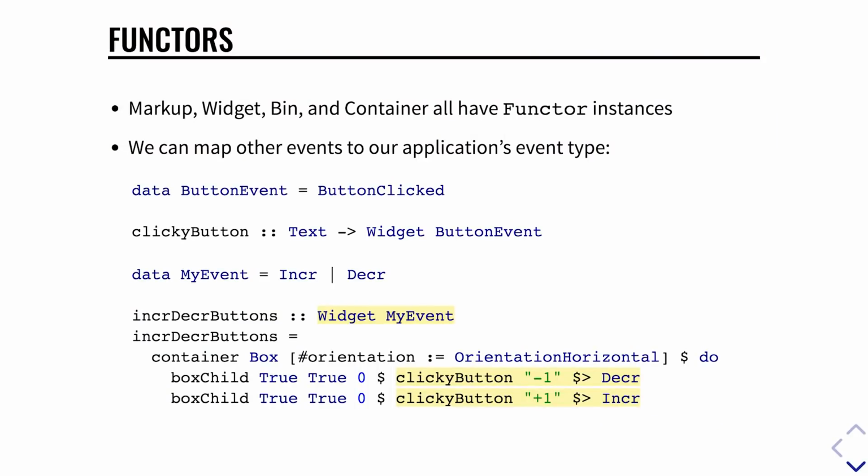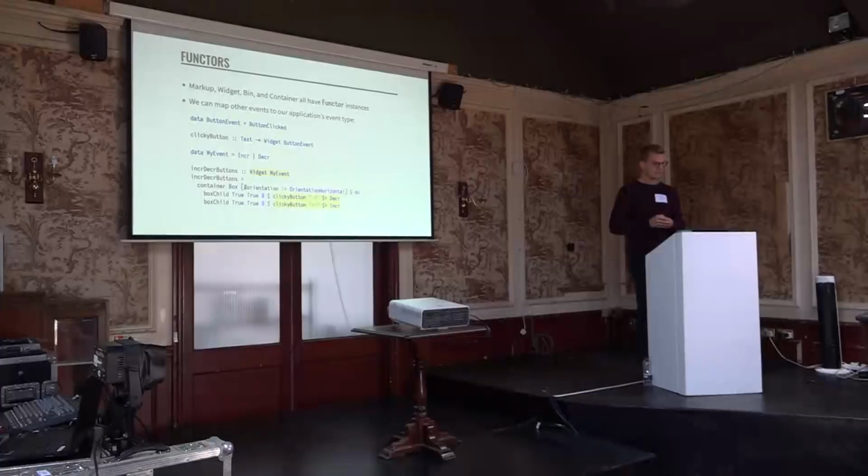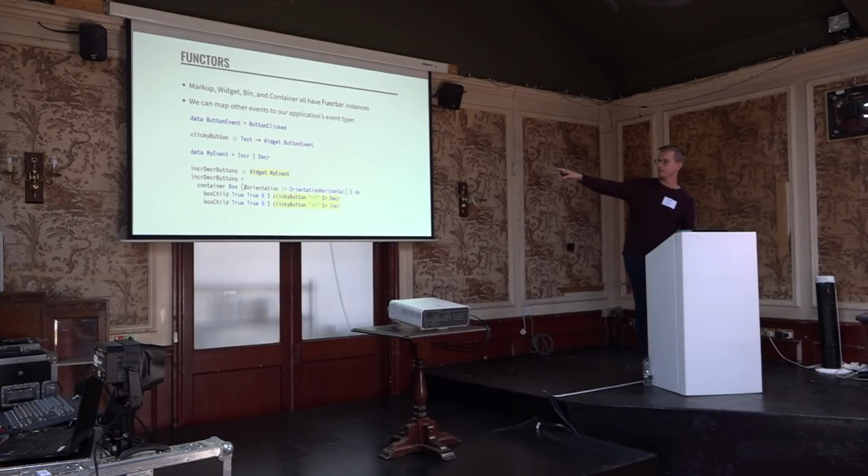So in the yellow part in the bottom, you see clicky button. We give it some label, and then we map its events using this funny dollar arrow thing, which is an fmap utility function. So we ignore the button click constructor. We just emit Decor and Inker events, respectively. And then you see in the type signature that this is a widget of my event now. This is very useful for combining things.